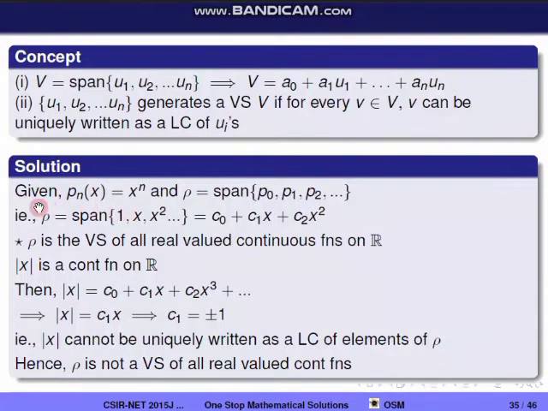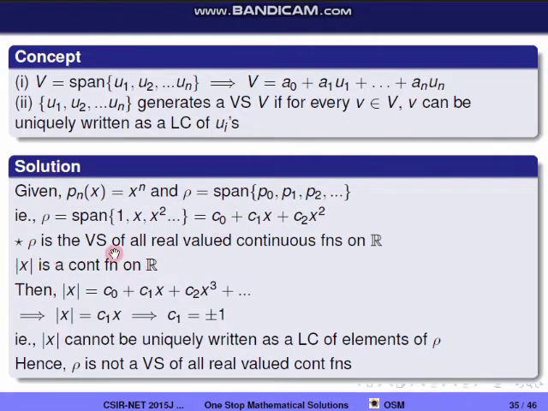So they are given Pn of x is equal to x to the n and rho is equal to span of P0, P1, P2. We have P0 is equal to 1, P1 is equal to x and P2 is equal to x square. So rho is equal to span of 1, x, x square, etc. So this is equal to C0 plus C1 x plus C2 x square plus etc. So now we'll check the options one by one.